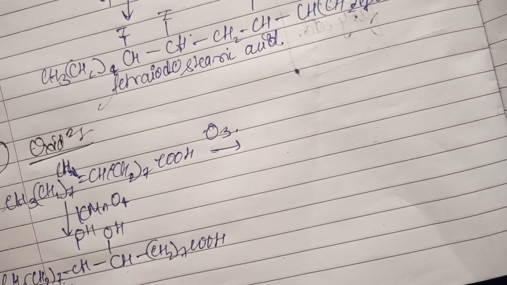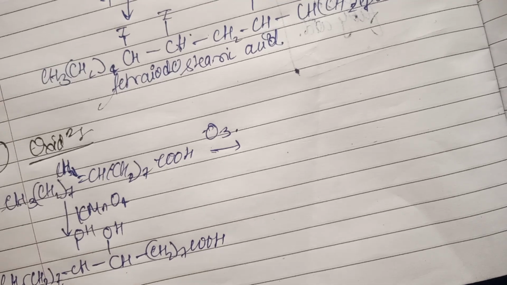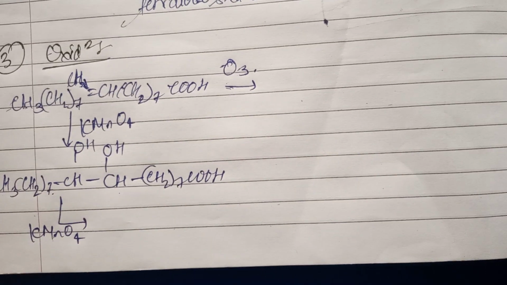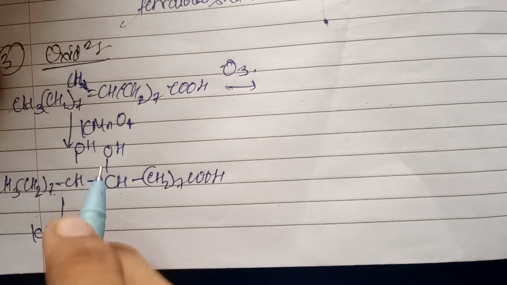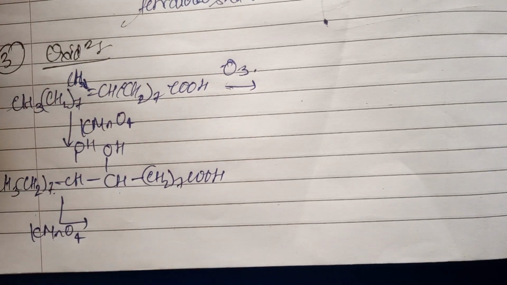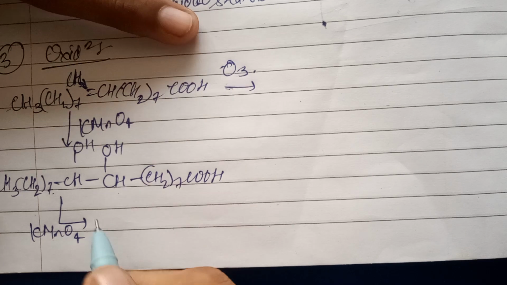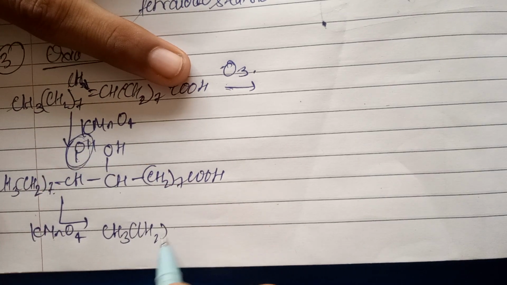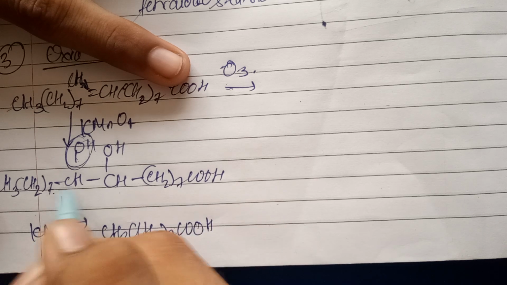On further oxidation, as we have seen in the oxidation of alcohols, when an alcohol is first oxidized it gives an aldehyde, and when it is oxidized further it gives a carboxylic acid. So here it will be oxidized at the CH(OH) to give CH3 (CH2)7 COOH, that is, a carboxylic acid.